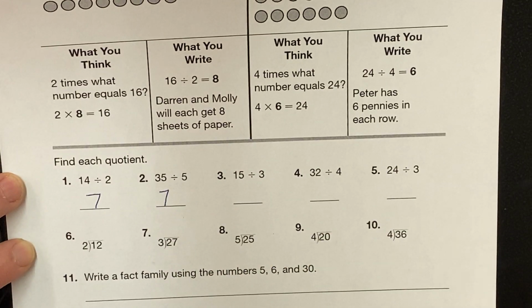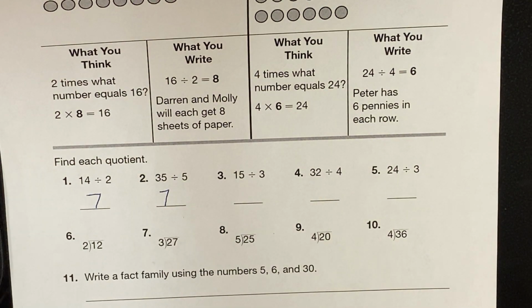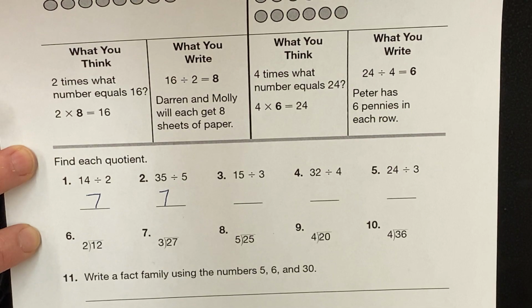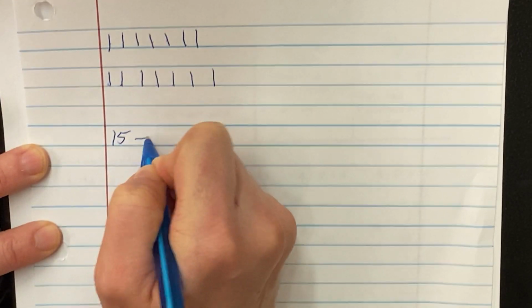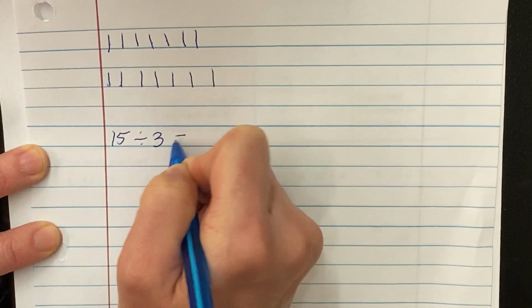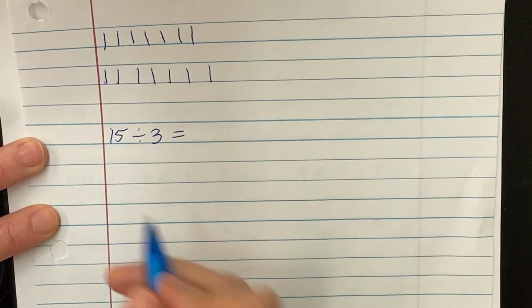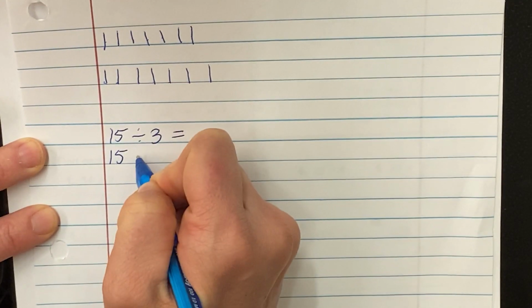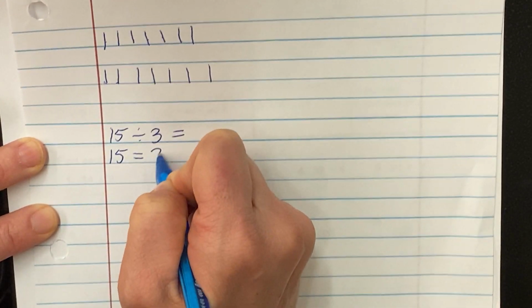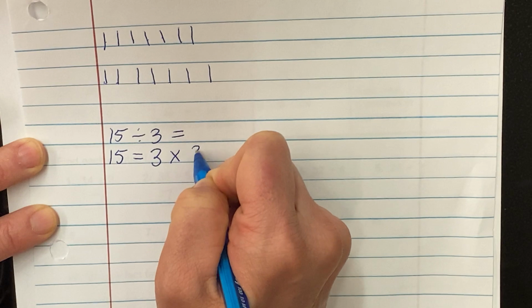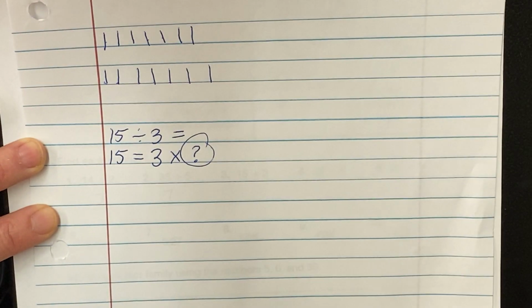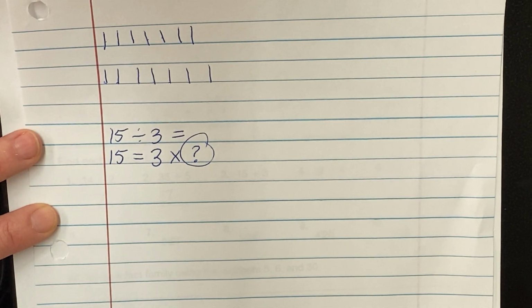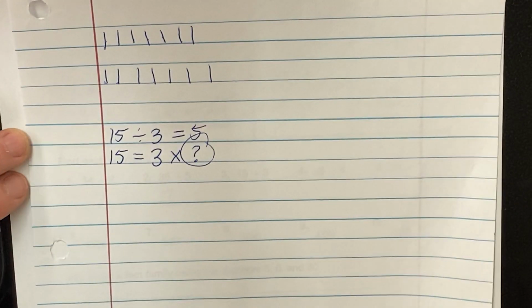Okay, 15 divided by 3. All right, for this one, I think I will try to do a fact family. So 15 divided by 3. I'm going to turn that into multiplication. So I'm going to take the 15, make that an equal sign, and then figure out what goes here. What times 3 equals 15? Well, 5. 5 is my answer.